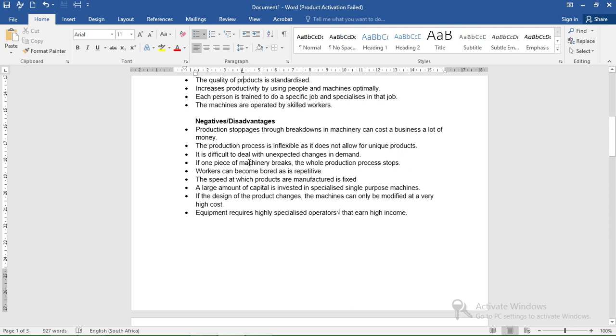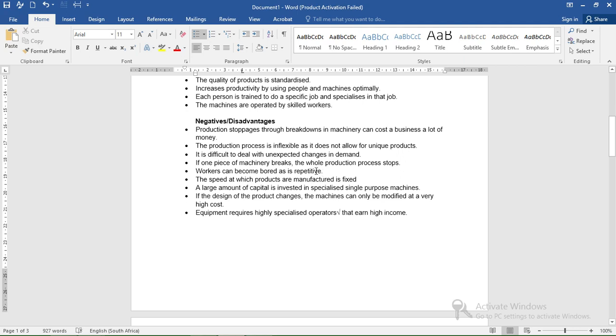Another disadvantage is that it is difficult to deal with unexpected changes in demand. Now when you have less demand, what are you going to do? Because you have whole heavy machines that are meant to produce large quantities, but now maybe demand is very low, it's difficult to deal with it, right? So it means it's not flexible. Mass production machines are not flexible. You cannot change them to suit what is happening, to suit demands, right?